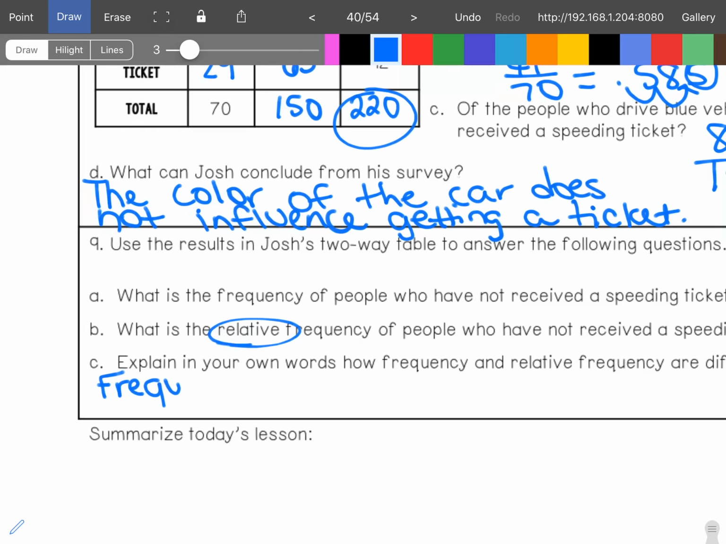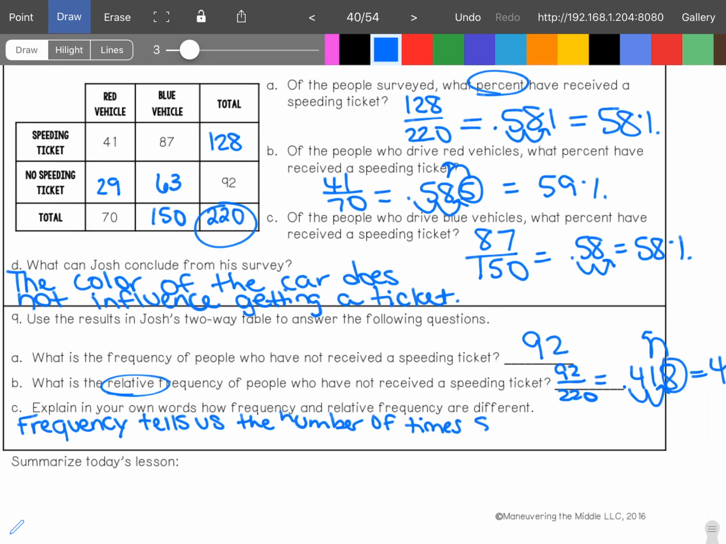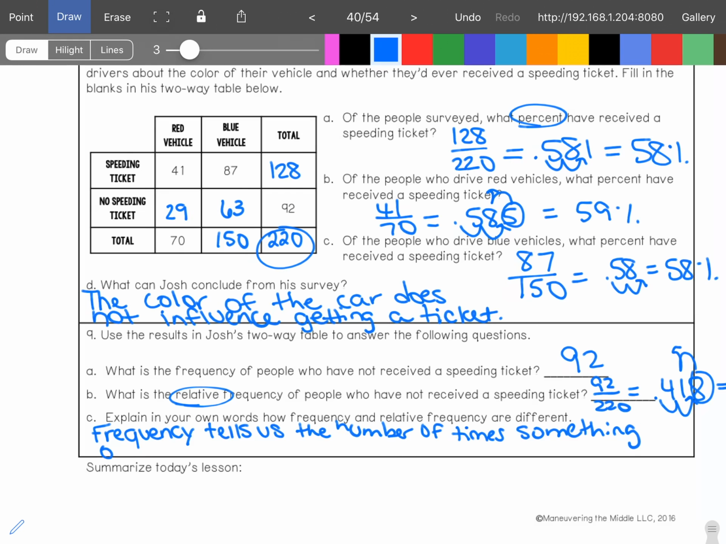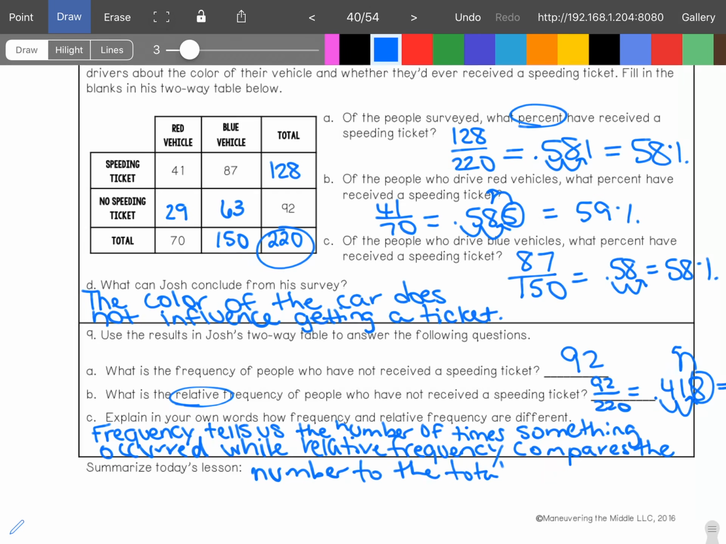Okay, explain in your own words how frequency and relative frequency are different. Frequency gives the number of times something occurred, while relative frequency compares the number to the total.